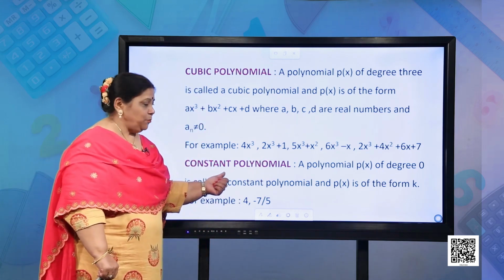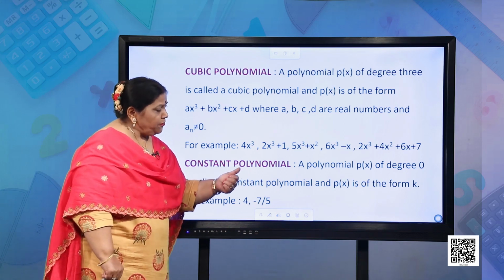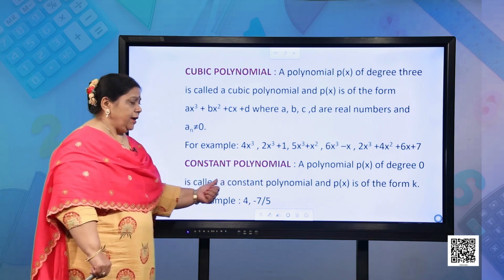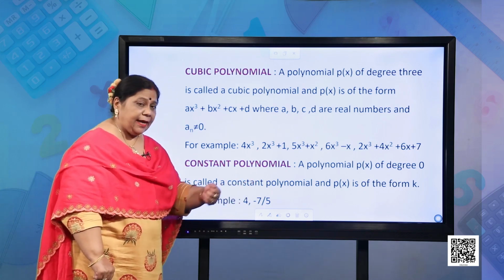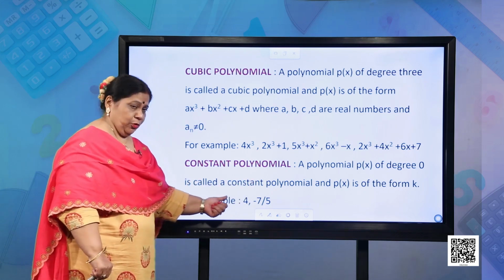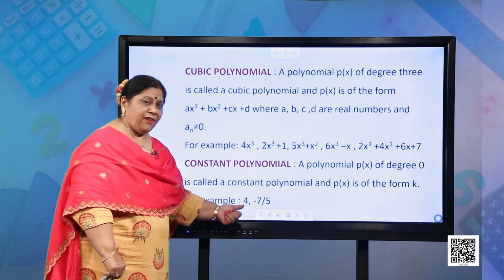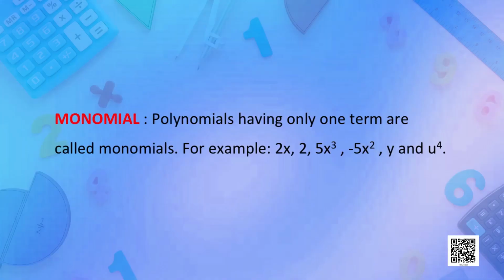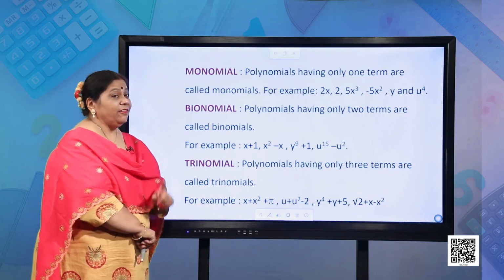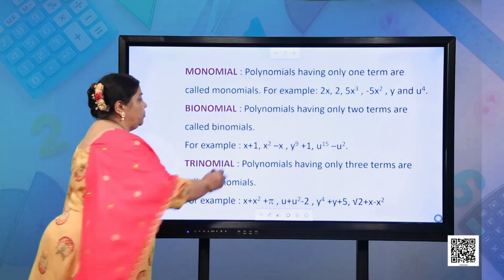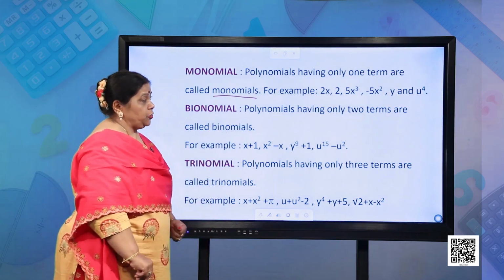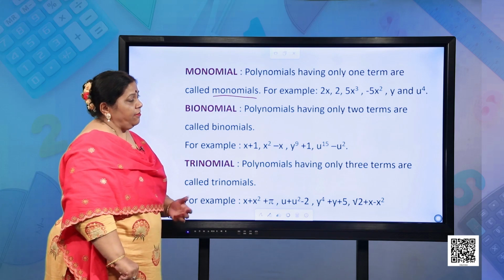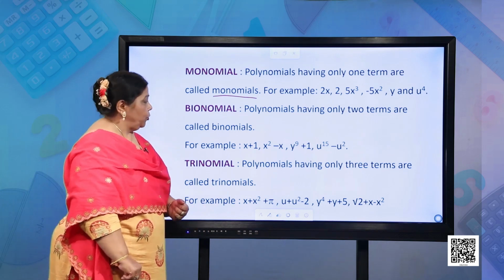Now, what is a constant polynomial? A polynomial p of x of degree 0 is called a constant polynomial and p of x is of the form k. For example, 4, minus 7 upon 5. Now, you have also studied about monomial. What is a monomial? Polynomials having only one term are called as monomials. For example, 2x, 2, 5x cube, minus 5x square, y and u to the power 4.